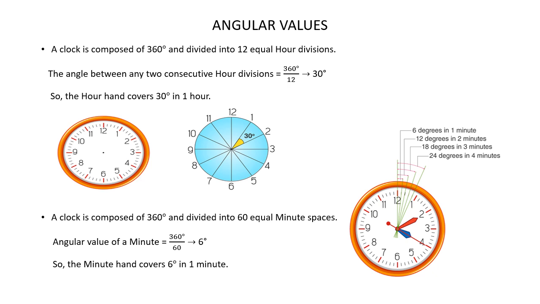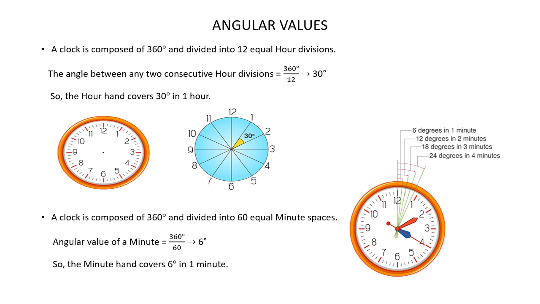Now, as you can see here, the clock is divided into 12 equal hour divisions. Now since this is a circle, the clock has 360 degrees. Now there are 12 hour divisions and there are 360 degrees in a clock. This means 12 hour divisions is equal to 360 degrees, which means 1 hour division would be equal to 360 degrees divided by 12, which is 30 degrees.